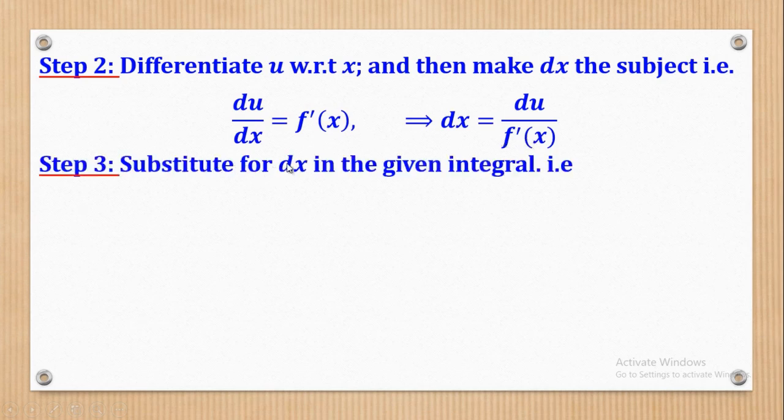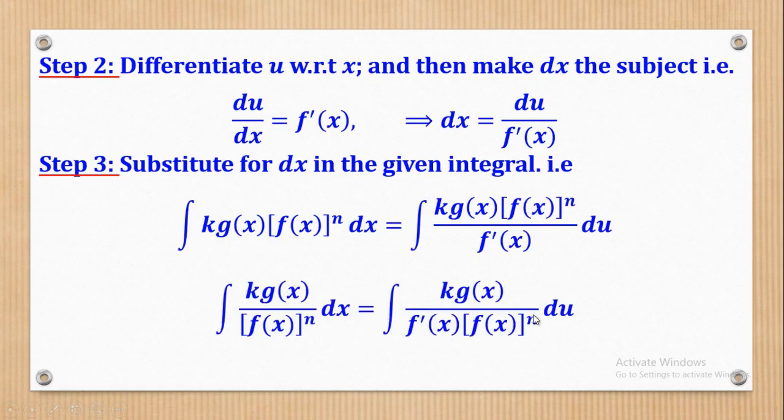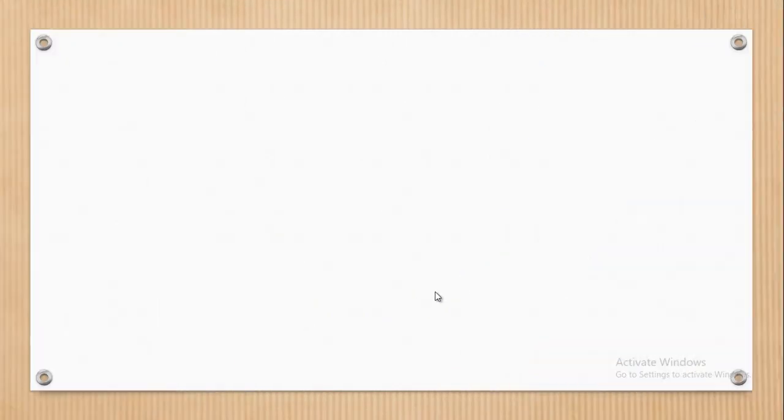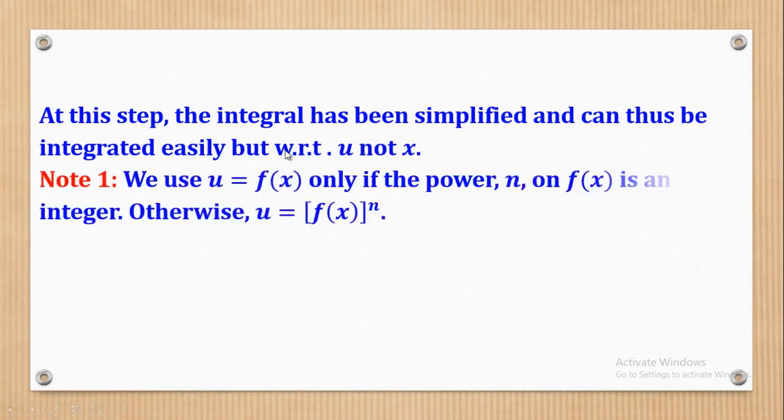Step 3 is to substitute for dx in the given integral. For example, if the integral was the product, then you substitute for this dx to come up with this integral. If it was a quotient, you do the same, substitute for dx to come up with such an integral. So at this step, the integral has been simplified and can thus be integrated easily but with respect to u, not x. So you have to note that.